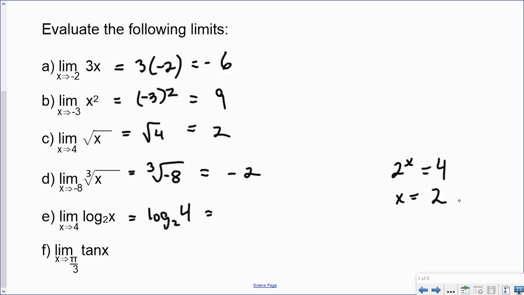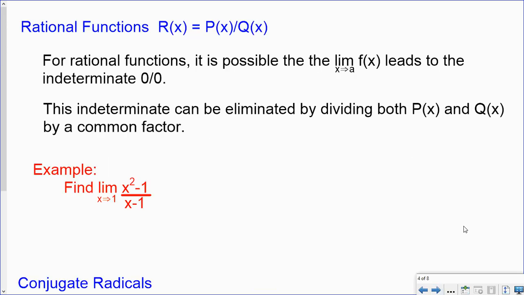Okay, remember, a logarithm is just asking for the power. It's 2 in this case, and then the tan of pi over 3. Pi over 3 is approximately 60 degrees, so the tan of 60 degrees works out to be root 3. Okay, let's keep rolling. Rational functions.